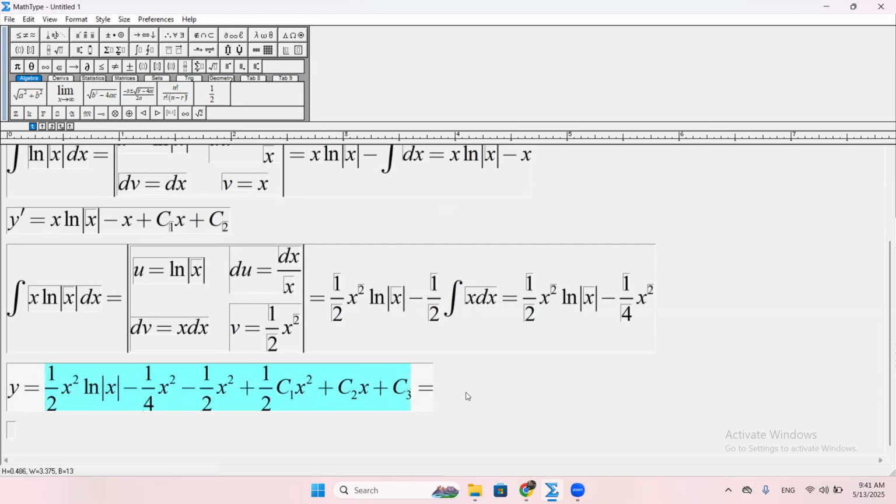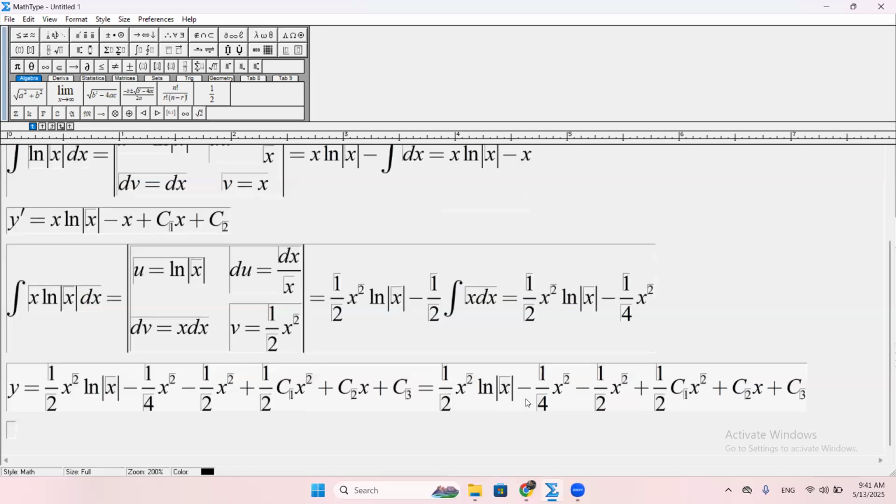Okay, and now let's simplify it a little bit. So minus 3/4 x square. Actually, that's enough. We of course can move x square out of brackets, but this answer is acceptable. Any questions about this exercise?